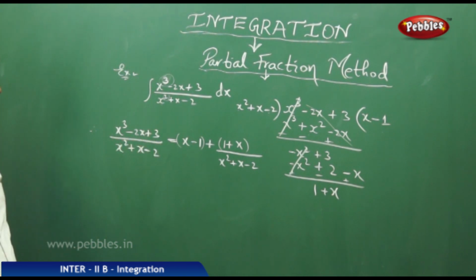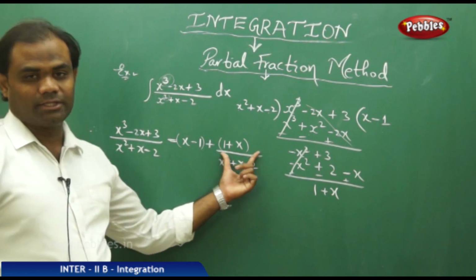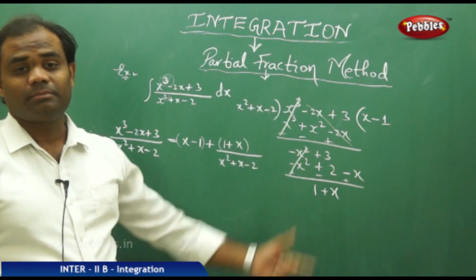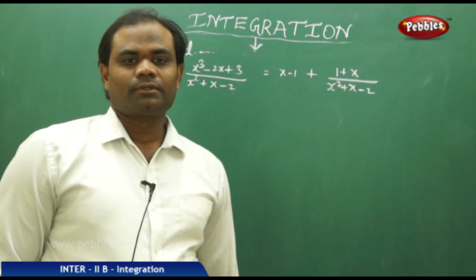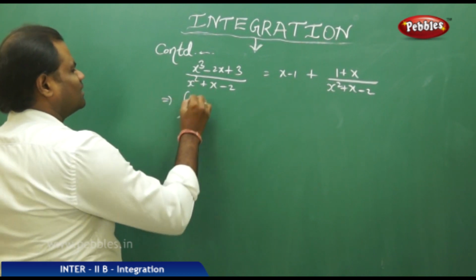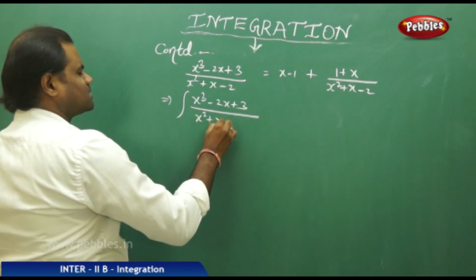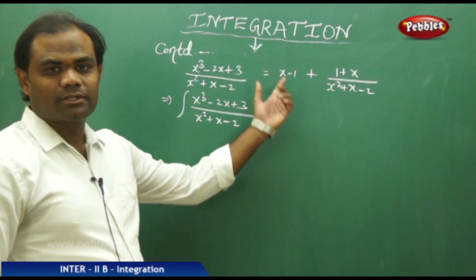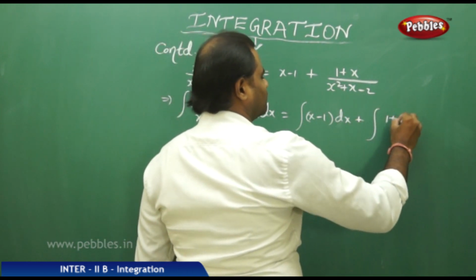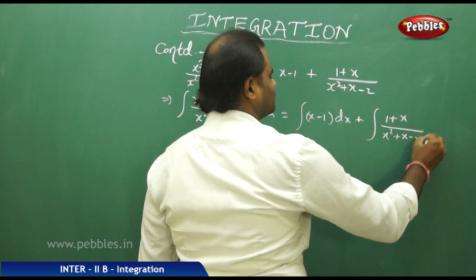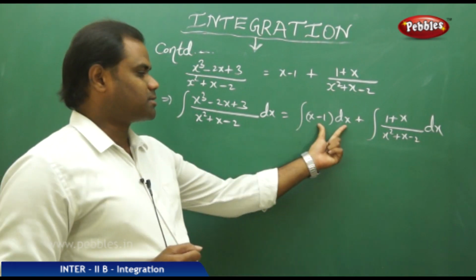So once I obtain this, integration of this is nothing but integration of the right hand side. And this is going to be integrated using some standard formulae and of course partial fractions. So let's see how we can integrate this. Therefore, integrating on both sides, I get the integral of (x cubed minus 2x plus 3) by (x squared plus x minus 2) dx, which is the integral of x minus 1 plus the integral of this dx.